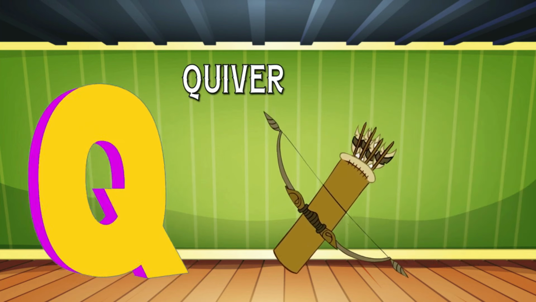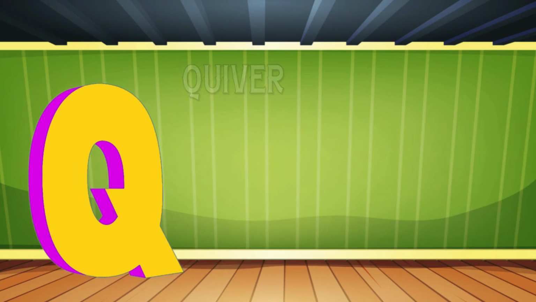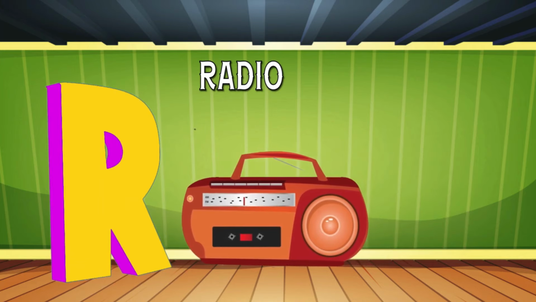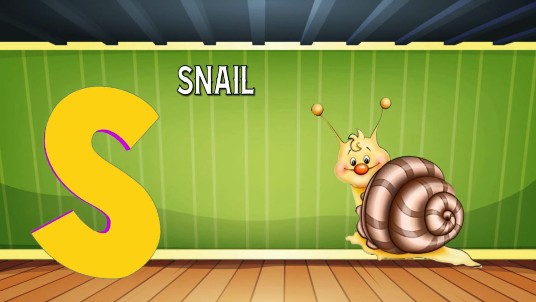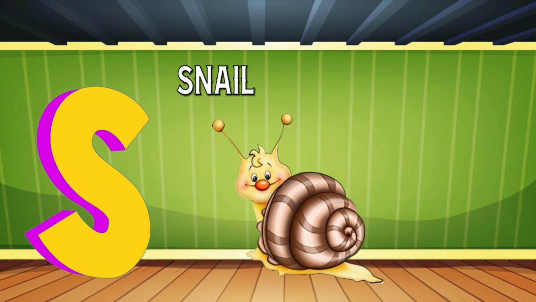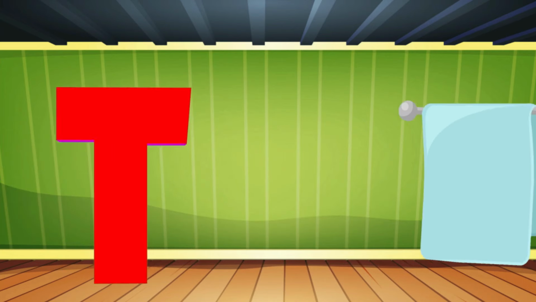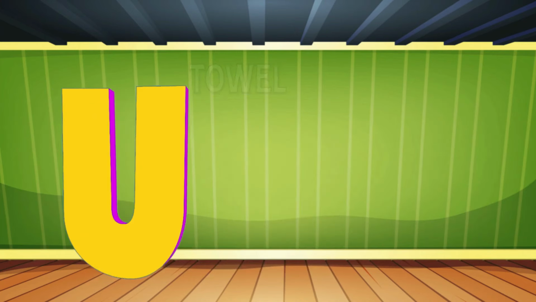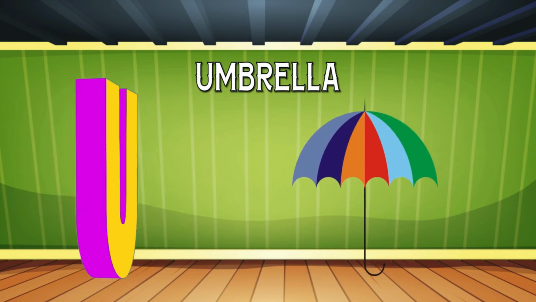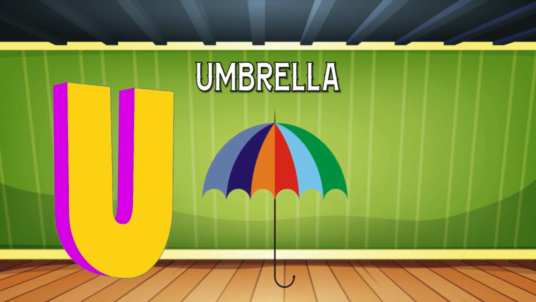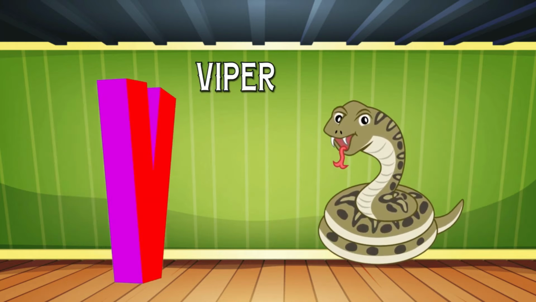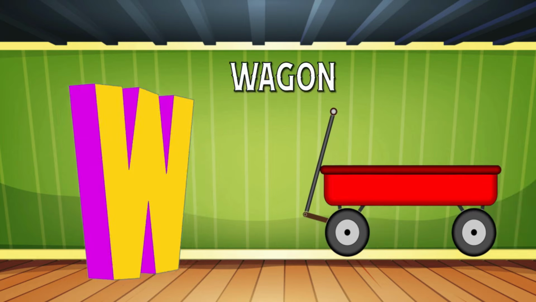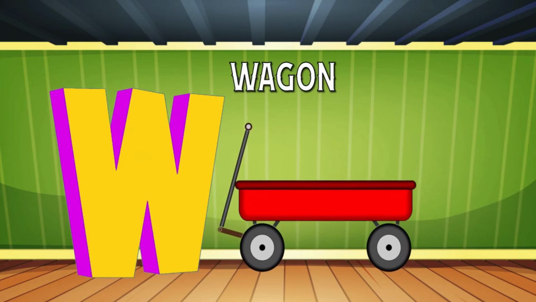Q is for quiver. R is for radio. S is for snail. T is for towel. U is for umbrella. V is for whipper. W is for wagon.